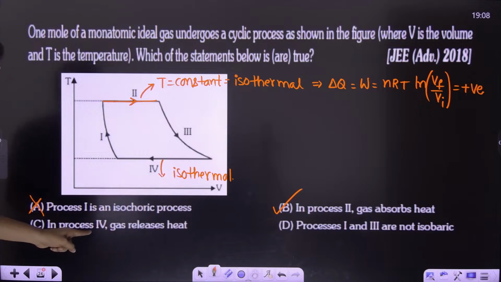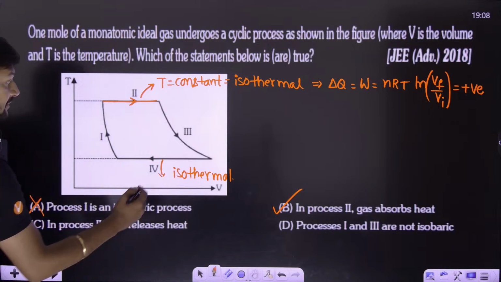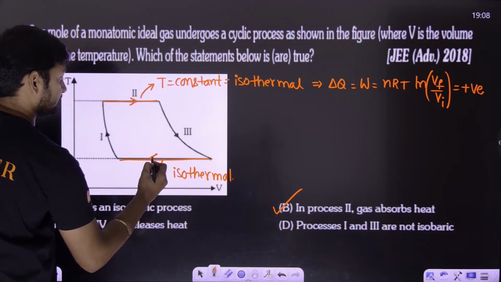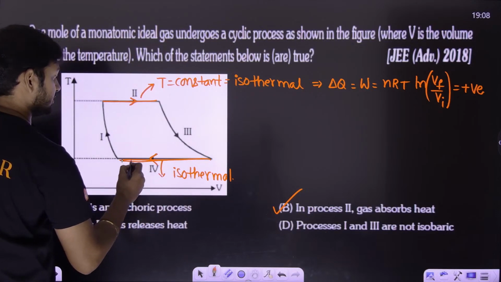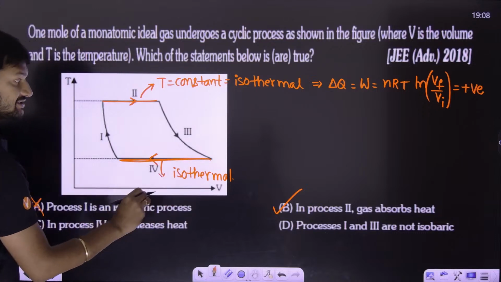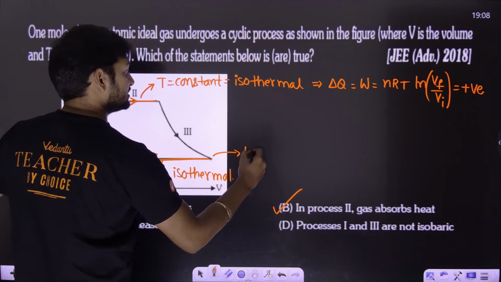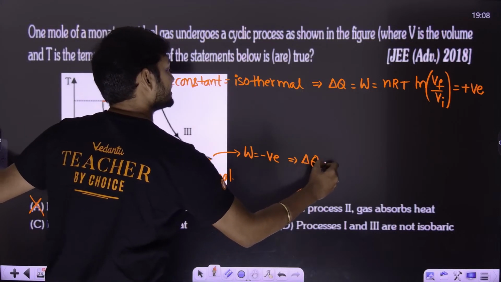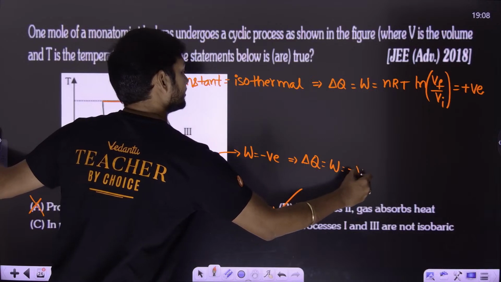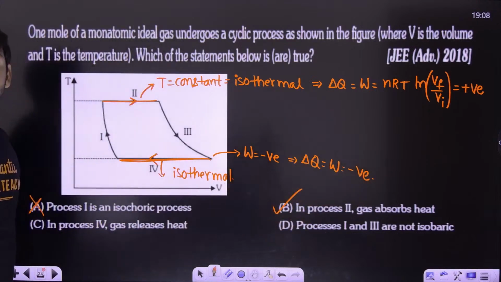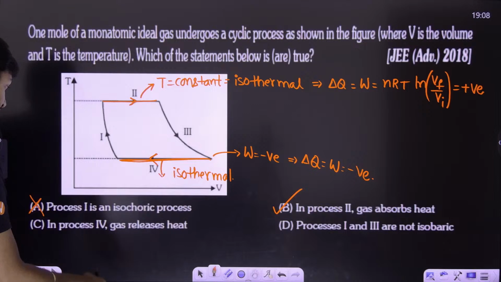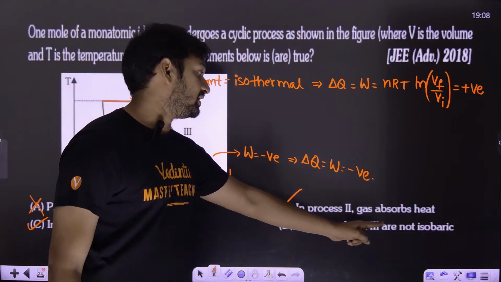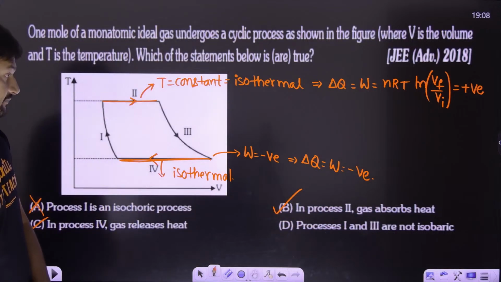Now in process 4, gas releases heat. Process 4 is isothermal and volume is decreasing. So as volume is decreasing, work done is negative. And we know that in isothermal process, delta Q will be equal to W, which is going to be what? Negative. If delta Q is negative, heat is rejected. Yes, C is correct.